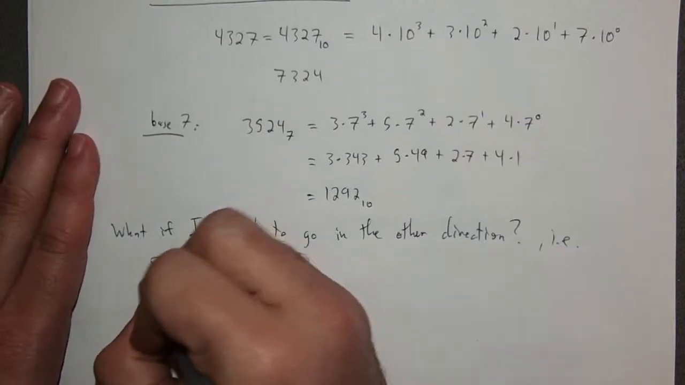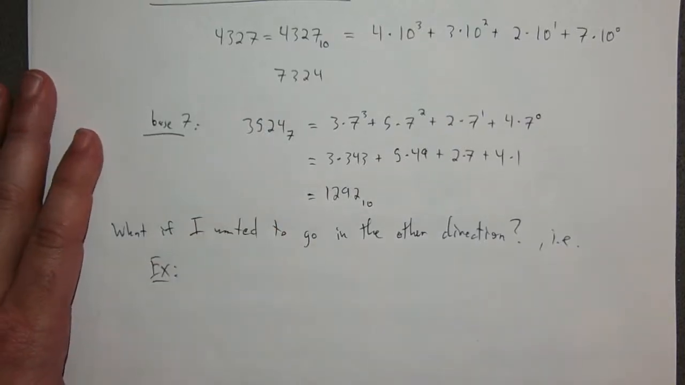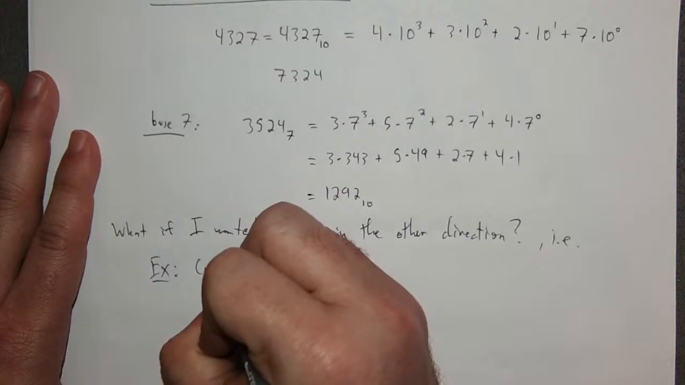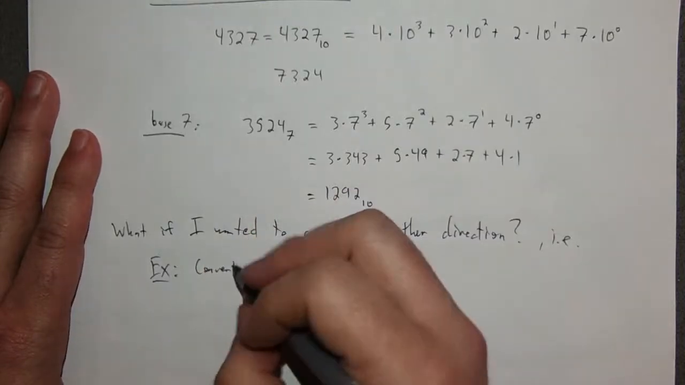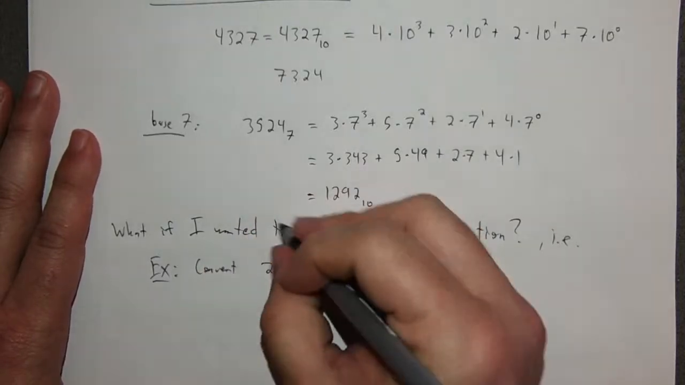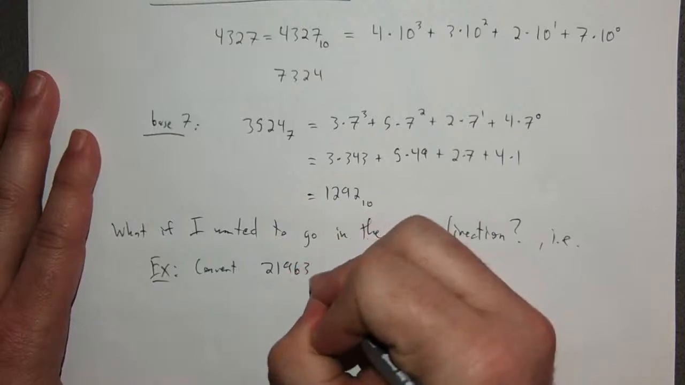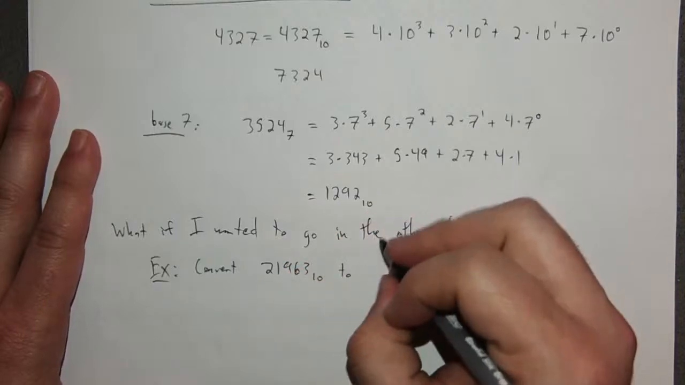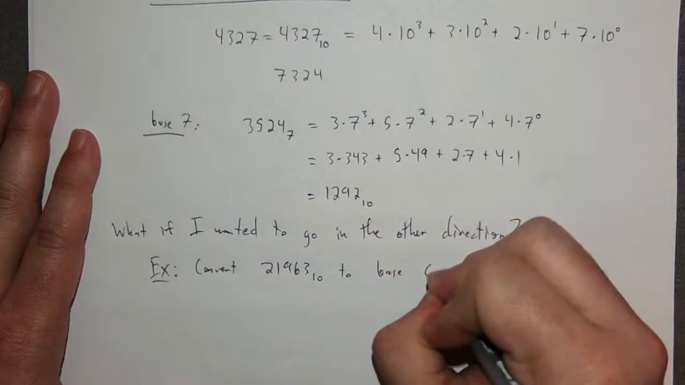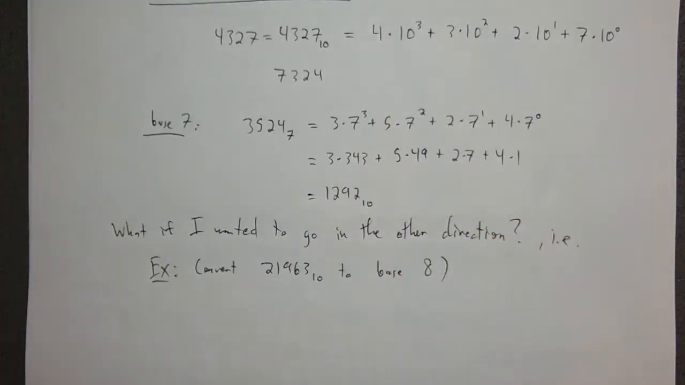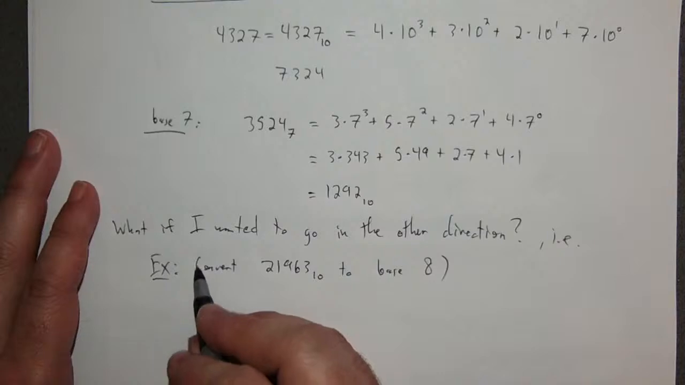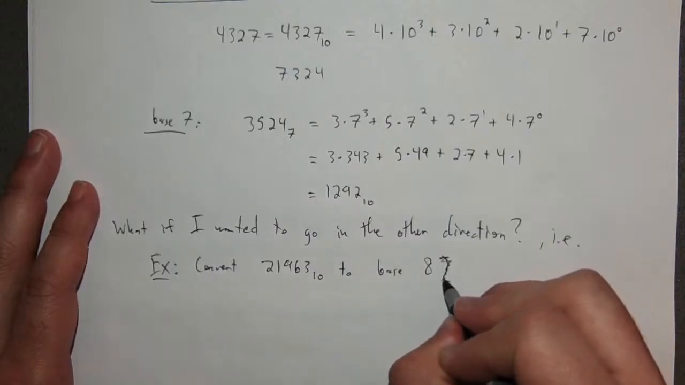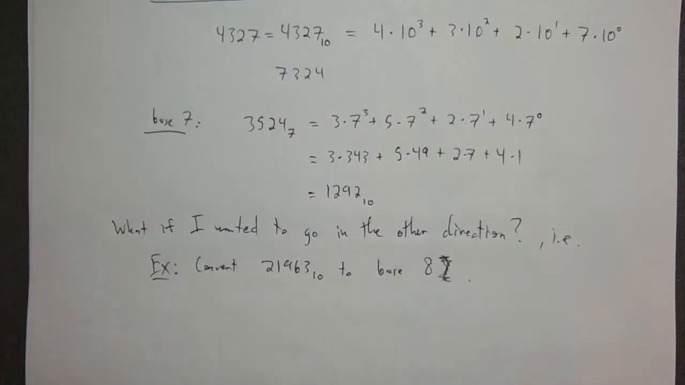Let's just give an example. Let's say convert the number in base 10, let's say 21,963 in base 10, to base 8. Oh, I don't know why I included parentheses there. Oh, because the C kind of looked like a parentheses. There's no parentheses here. Okay, so convert 21,963 to base 8. How do I do this? I use the Euclidean algorithm.